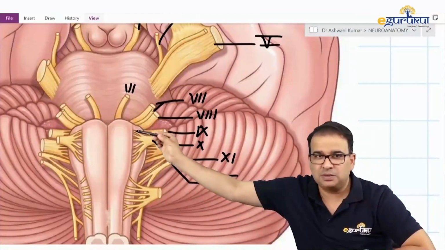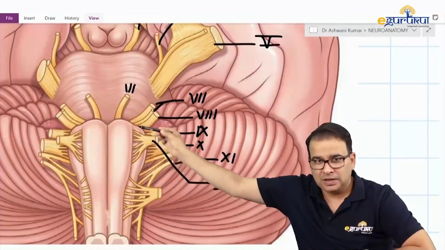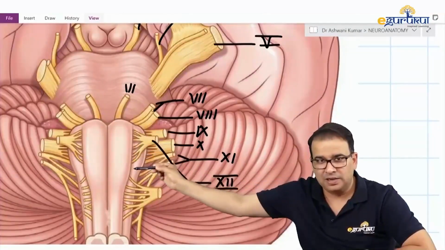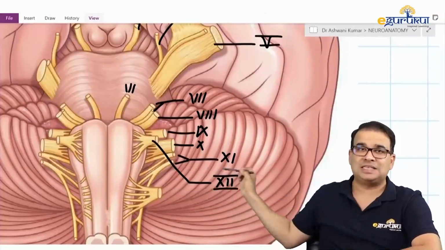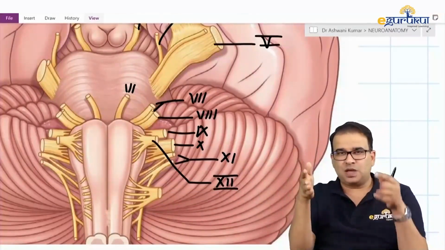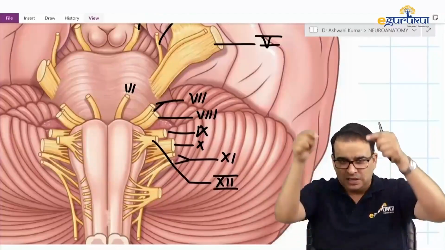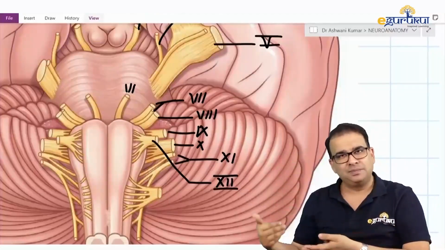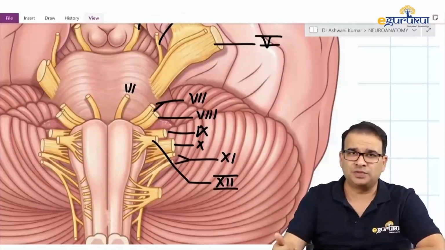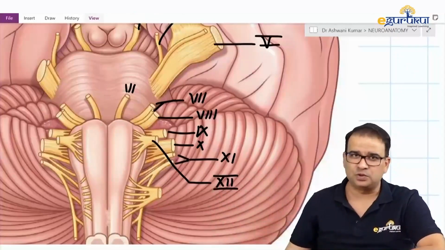The same sulcus which is present between the pyramid and olive, if you extend that sulcus downward, it is going to the spinal cord also. So that is the first cervical nerve you're looking at, the C1 nerve. So exactly in the same sulcus where we have hypoglossal nerve in the brainstem, if you trace that sulcus downward to the spinal cord, then you will start looking at the motor branches of the spinal nerve, the C1, C2, C3, C4, so on.